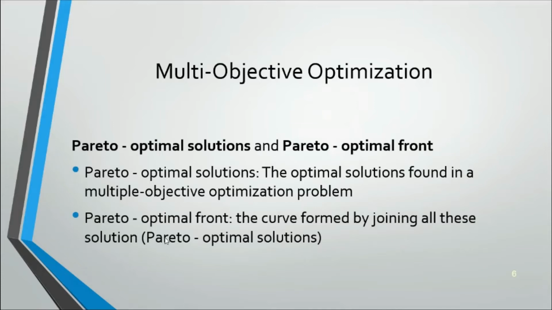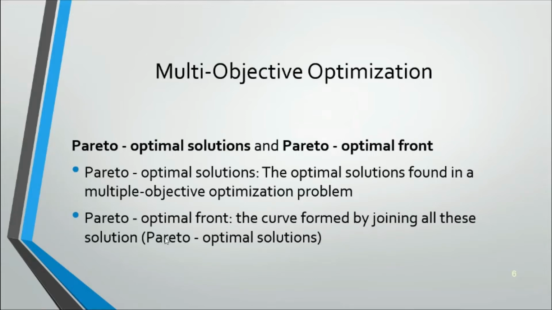Then there are two different terms related to the Pareto optimality conditions. First, the Pareto optimal solutions that we have already discussed. These are the optimal solutions found in a multiple objective optimization problem, optimal in terms of the objective functions. The increment in one objective function should lead to a decrement in the other objective function. So that is the Pareto optimal solutions.